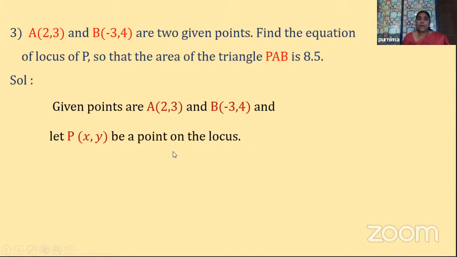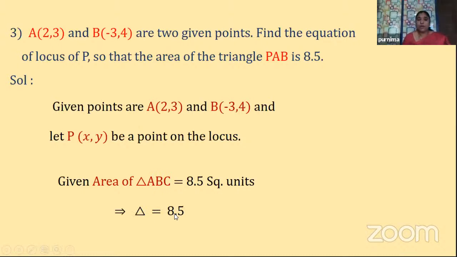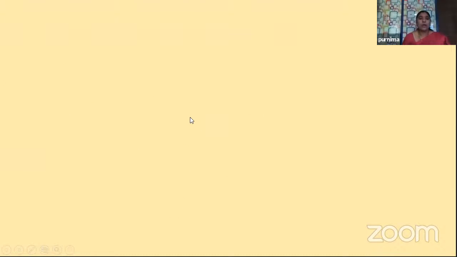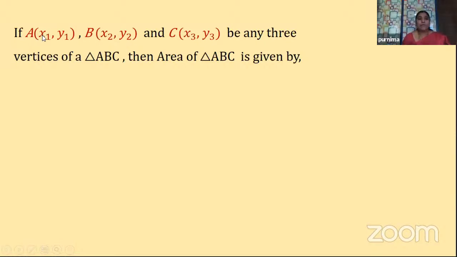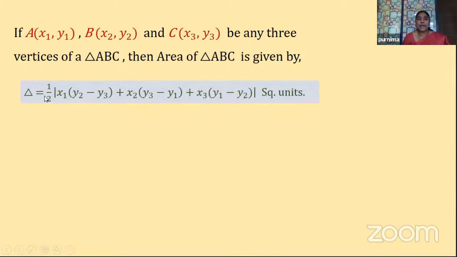Now here what is given? Area of triangle is given as, which triangle? It is PAB triangle is given as 8.5 square units. Now here it should be delta is equal to what? 8.5. Okay. Now here, let us see the formula. If A (x1, y1), B (x2, y2) and C (x3, y3) be any three vertices of a triangle ABC, then area of triangle ABC is given by, what is that? Delta is equal to half into x1 into (y2 minus y3) plus x2 into (y3 minus y1) plus x3 into (y1 minus y2) square units.